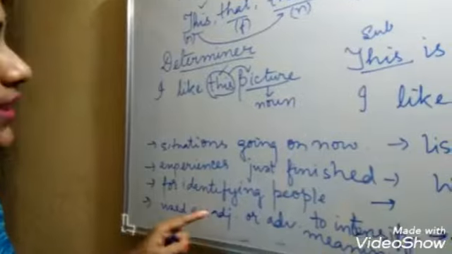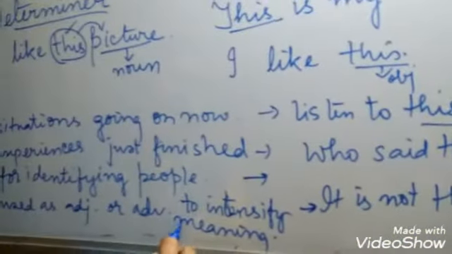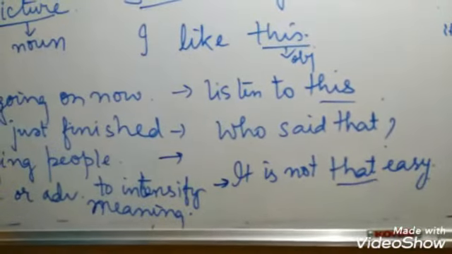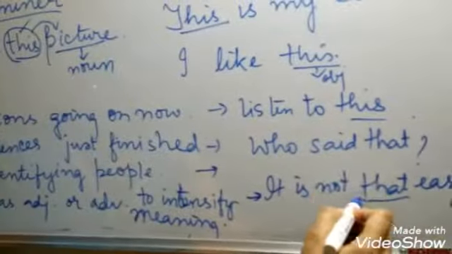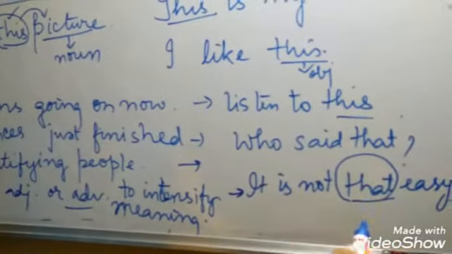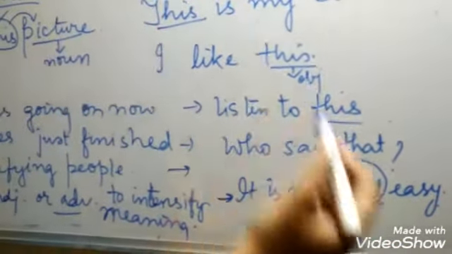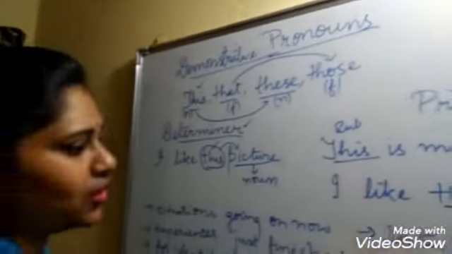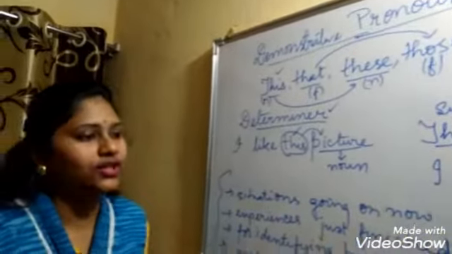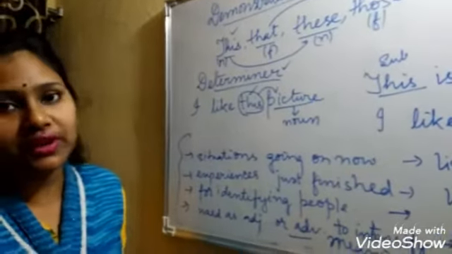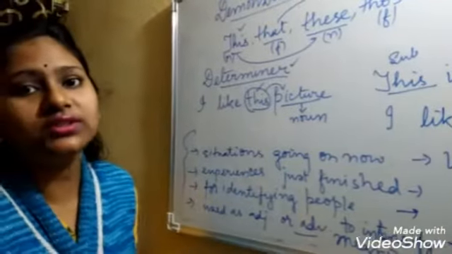Next, these are also used as adjective or adverb to intensify meaning in a sentence. So it is not that easy. The water should not be this hot. So all these words are also used as adjective or adverb, they can be used to intensify meaning also. So you have seen these 4 words can be used as determiners, they can be used as pronouns. And what are the situations where they are used? They are also used as adjective or adverb to intensify meaning. So you see how diverse their uses are.